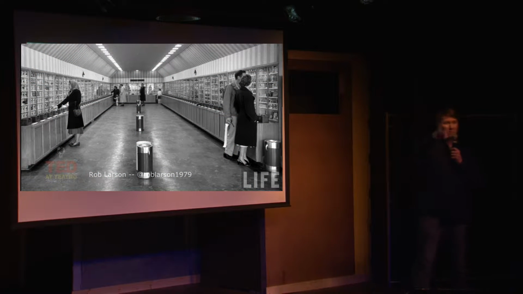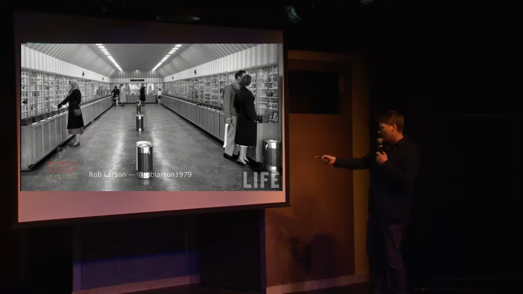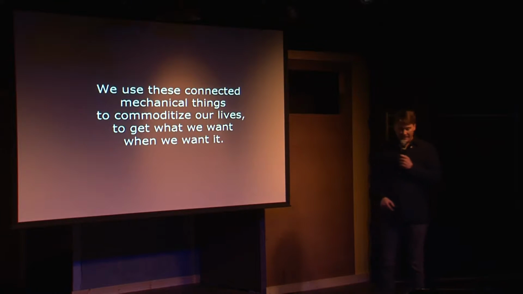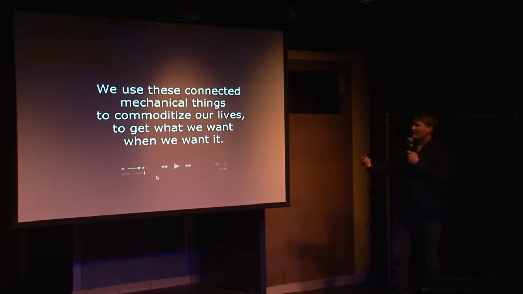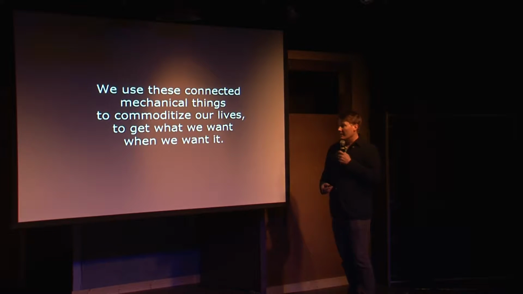And you can pause it here for a second because this is a dystopic vision of what the future might be from Life magazine. And in some ways, we are really getting there, I would say. So we use these connected mechanical things to commoditize our lives, to get what we want when we want it. And a lot of people think that that sort of automation is what the Internet of Things or robotics might be about these days.